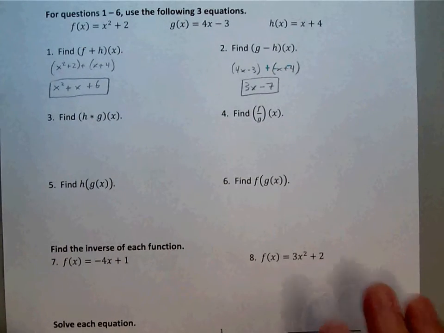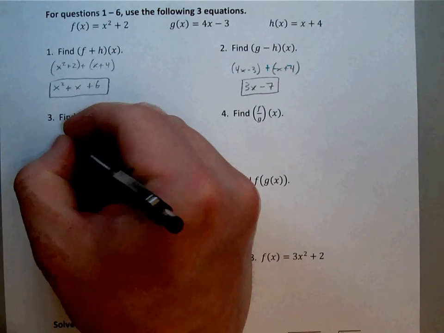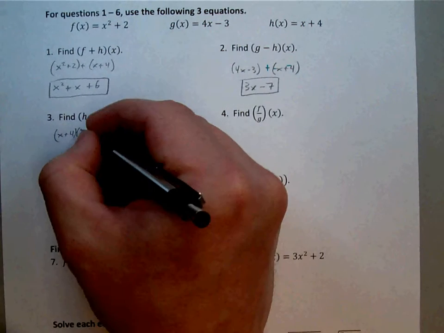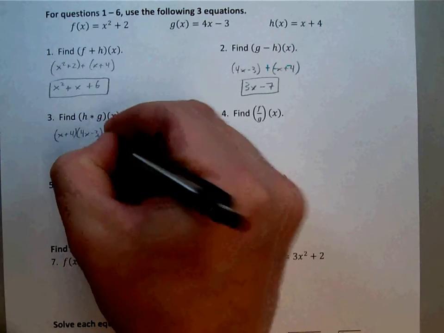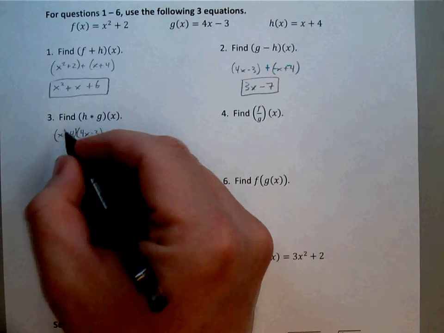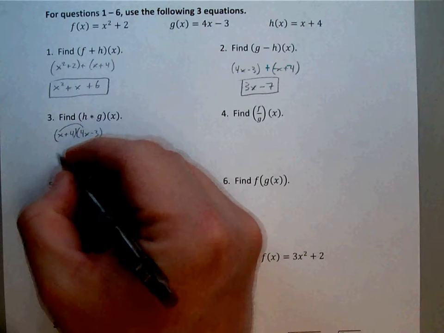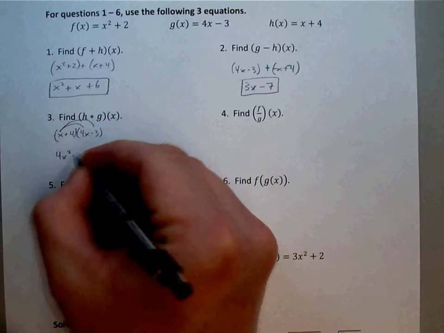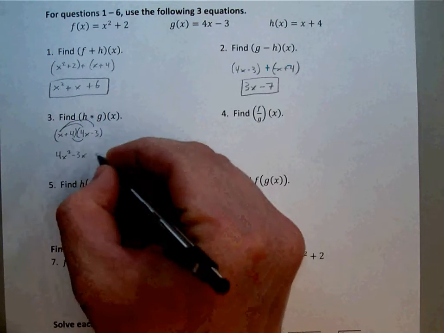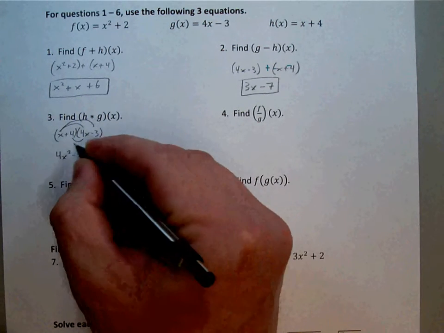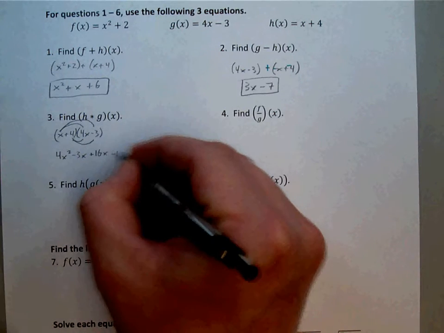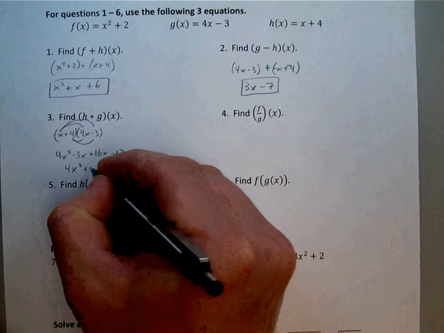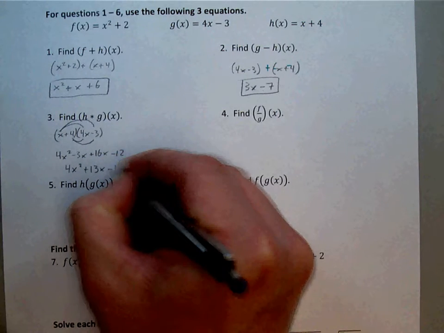Now I multiply. So x plus 4 gets multiplied by 4x minus 3. That becomes a FOIL problem. So 4x squared minus 3x plus 16x minus 12. Combine the like terms there in the middle. We have 4x squared plus 13x minus 12.